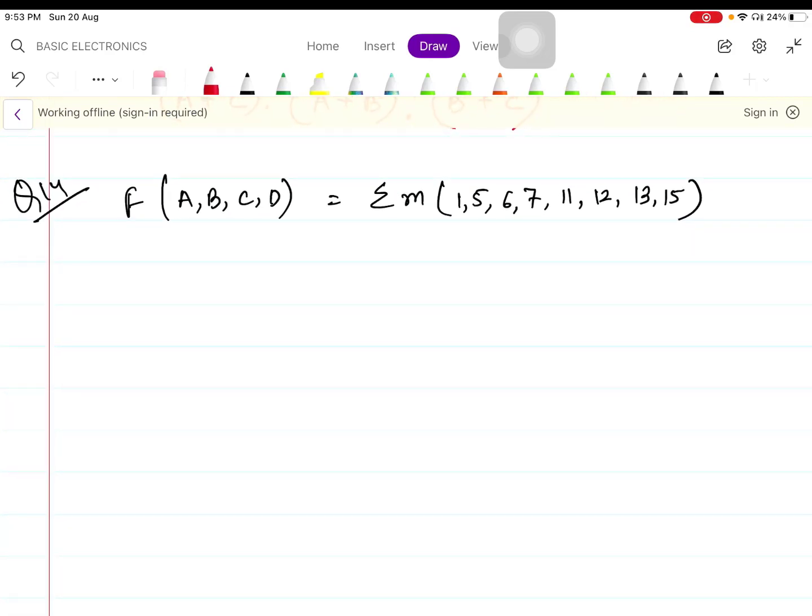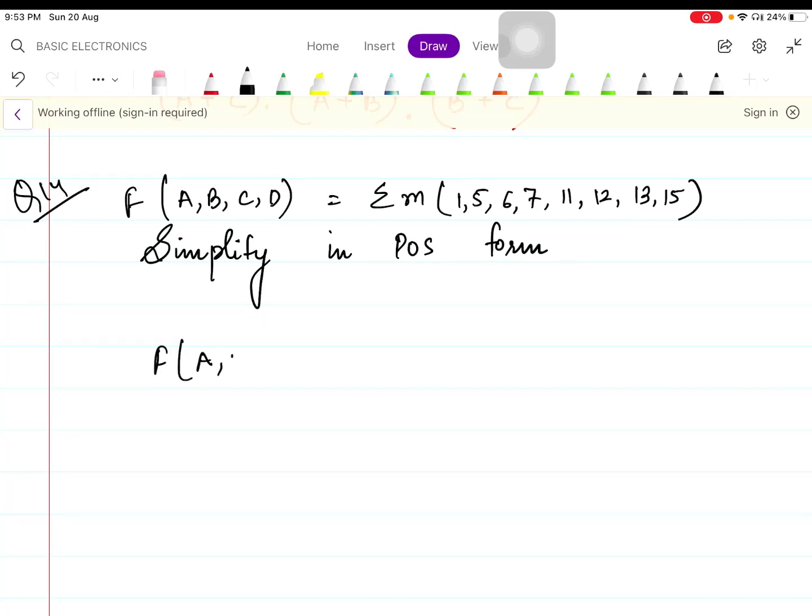Again, a four variable K-map will be made over here. And here the question is that you have to simplify it in POS form. So for POS form, as we have already discussed, we need max terms. For SOP we need min terms. So if we start solving this question through min terms, we will ultimately reach SOP form. But we need POS form this time. So first of all, we need to calculate the POS, that means max terms.